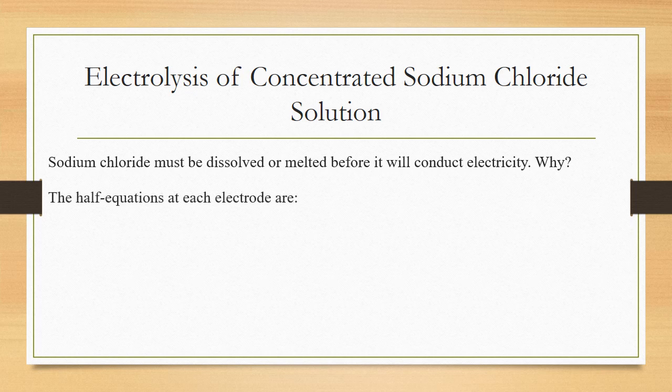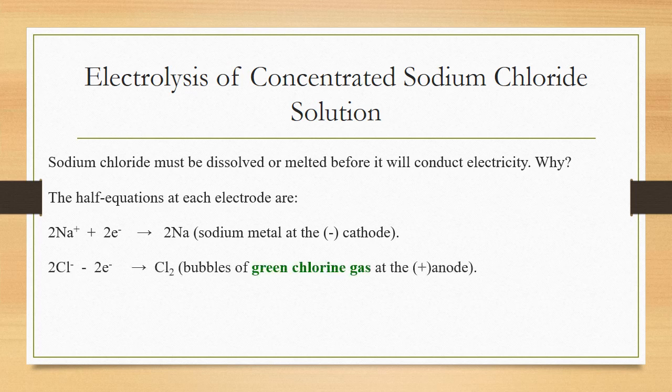So the half equations, at least for the melt, are going to be 2 sodium ions plus 2 electrons giving 2 sodium. So you'd see metal at the cathode, at least when you're melting it. And you'll see chlorine gas forming at the anode, which makes sense. You're basically just splitting sodium chloride into sodium ions and chloride ions.